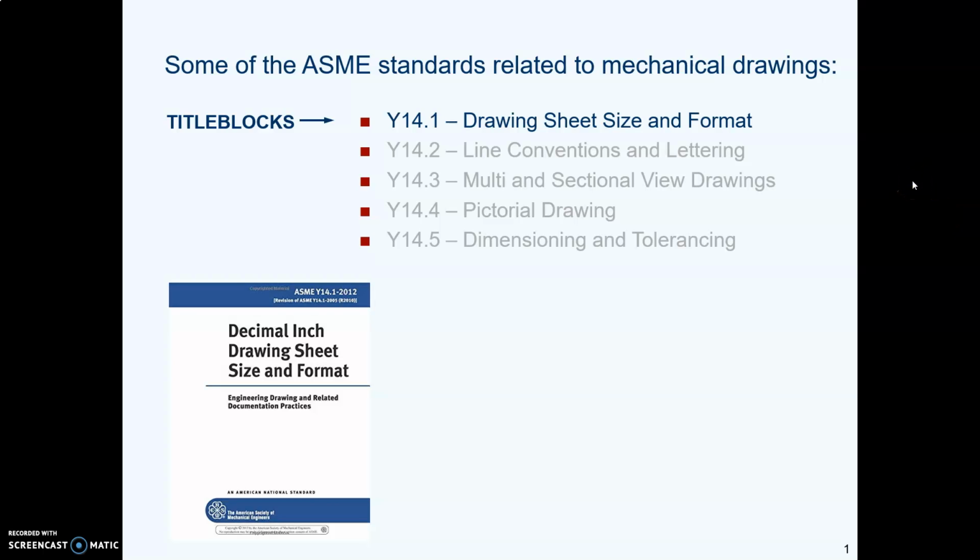Today we will look at the ASME standard for title blocks, which also includes the ASME standard for what size your sheet is. Notice that the title of the standard here says decimal inch drawing sheet size and format, which means title block. There is also an ASME standard for metric sheets, of course, and most of the world uses metric dimensions and metric sheets. We will just focus on the decimal inch sizes, which is what companies in the US tend to use, and so we'll just stay with that one standard.